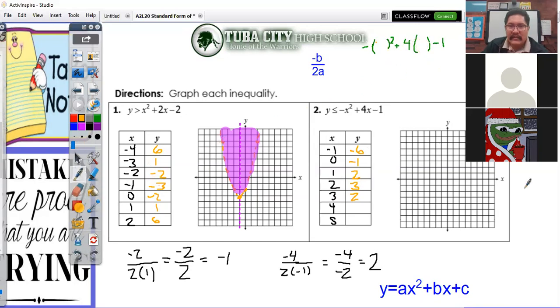Delete those and put in 4. So 4 squared is 16. So we get negative 16 plus 16. Now this is already going to cancel each other out. You have the same number, but opposite. So that's going to cancel them out. So we're going to get negative 1.